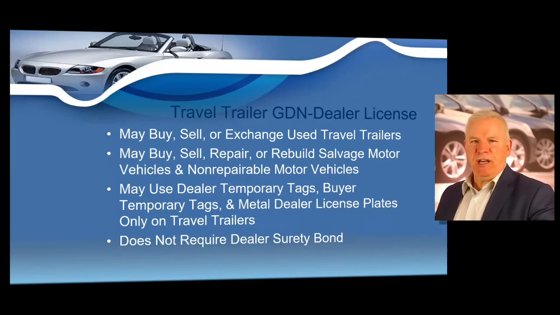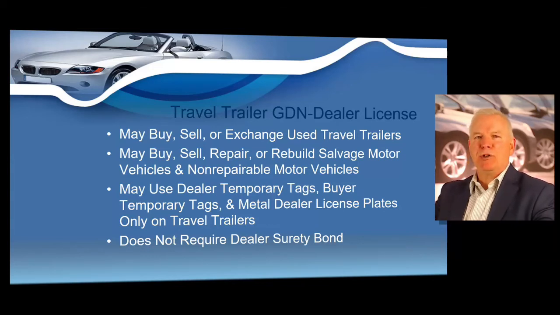A travel trailer GDN. A travel trailer GDN allows you to buy, sell, or exchange used travel trailers. And by the way, a travel trailer is defined as having either an onboard cooking facility or refrigerator or a toilet or a heater or an air conditioner or a sink or electric power supply or a combination of any of these. This license allows you to buy, sell, repair, or rebuild salvage motor vehicles and non-repairable motor vehicles. You may use a dealer's temporary tag, buyer's temporary tag, and metal dealer license plates only on travel trailers. And this type of license does not require a dealer surety bond.